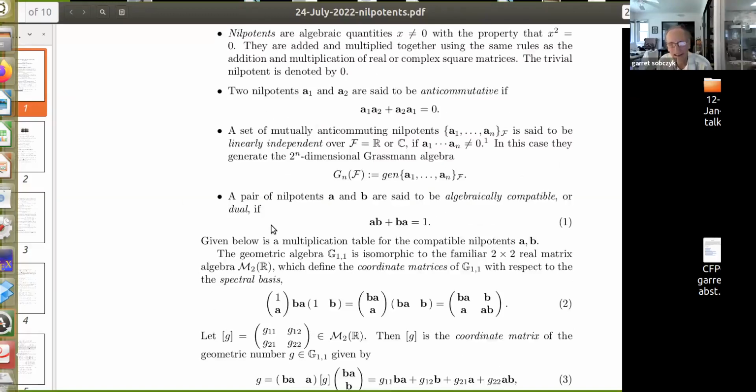Now the next definition is very important. Excuse me, Professor, one question. In the elements of the Grassmann algebra that you are using, not all the elements are nilpotent. Is that right? No, but some of them are. No, they're all nilpotents at this point.